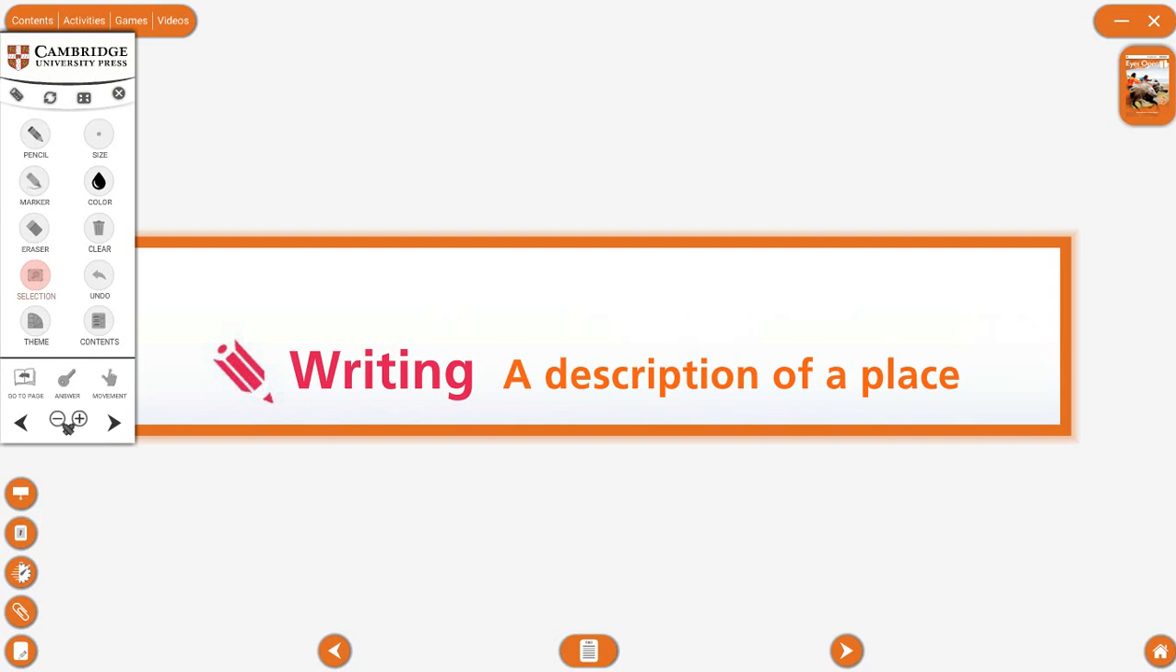Now look at firstly our topic. Writing a description of a place. That means in Turkish in this page someone describes a place. Describe means in Turkish tanımlamak. Description, tanım. Okay, now we will pass our topic.